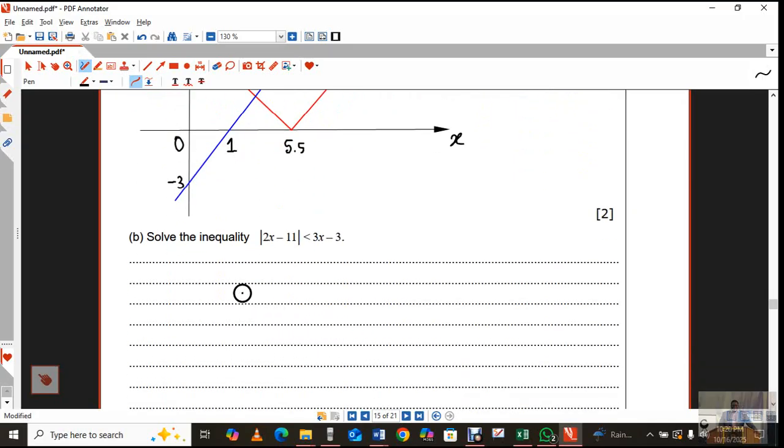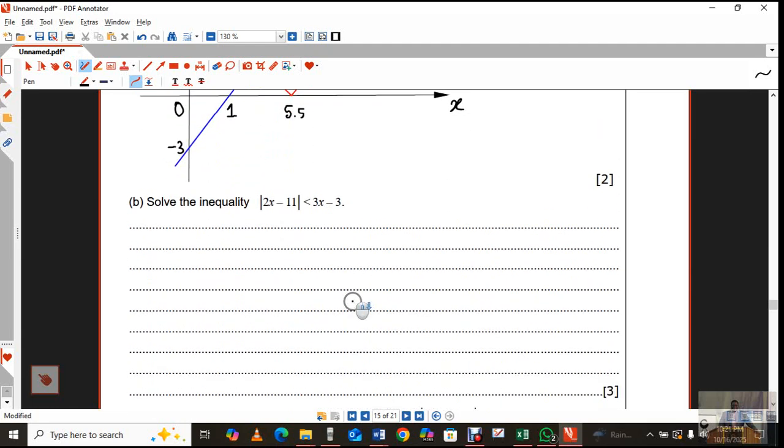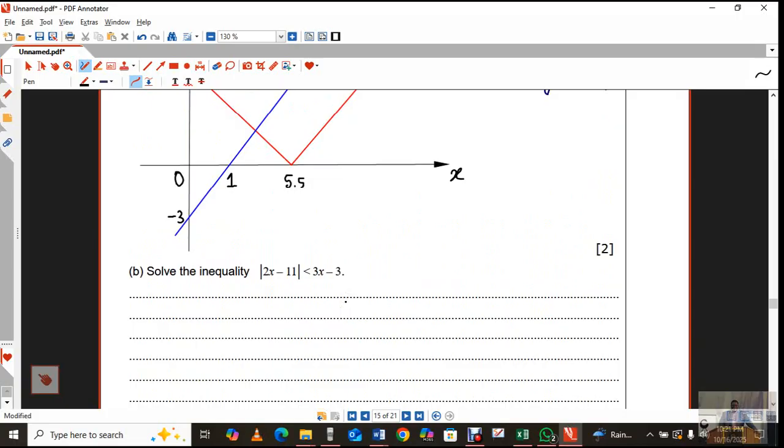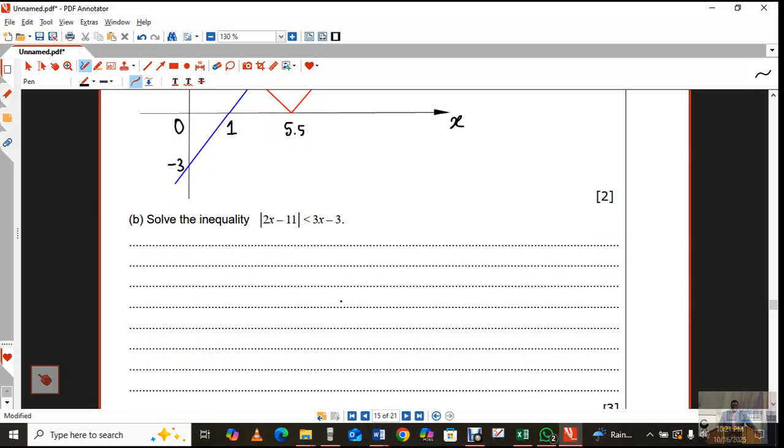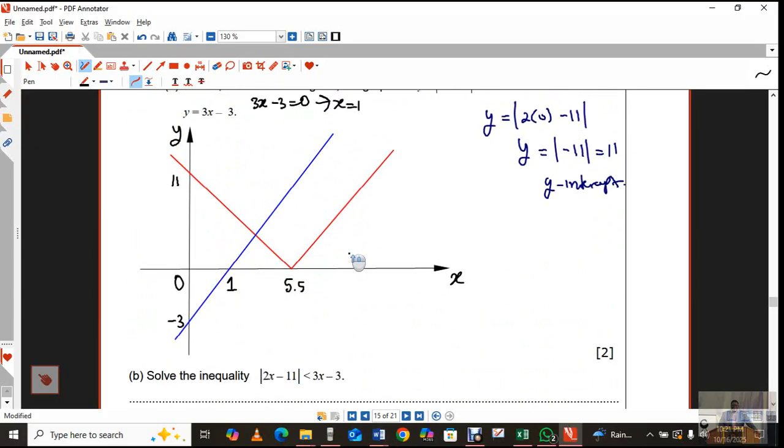Now they say solve the inequality. The way you will be solving this inequality at B, you will have to think a little bit in terms of what it is that they are asking when I use the graph. Where is the absolute value graph below the straight line graph? That happens here. From here, it's going to be below.